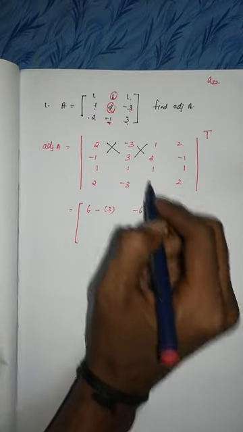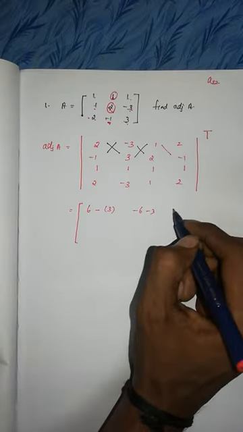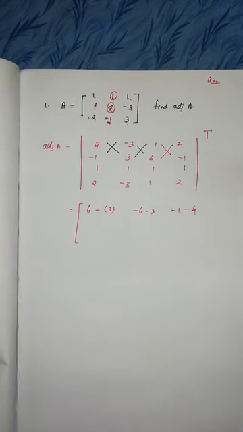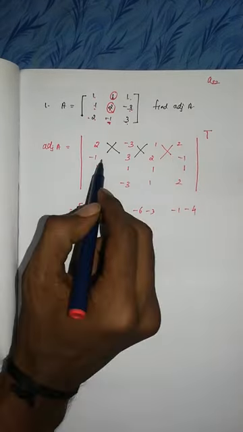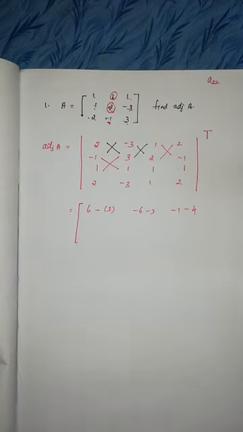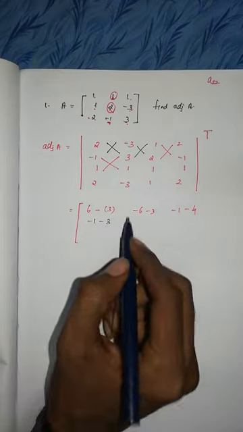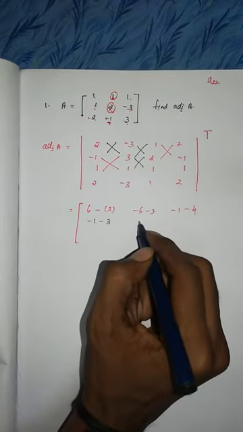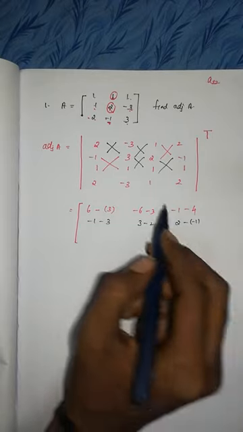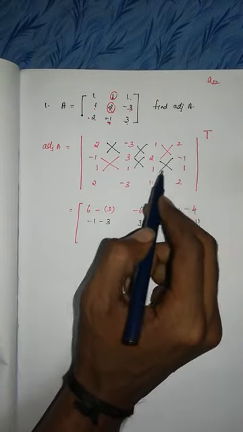In between, minus 3 into 1 is 3. And again here, minus 1, minus 4. And you have to perform here again. So which is minus 1, minus 3. So minus 1, minus 3. And again here, 3 minus 2. And 2 minus of minus 1. So 2 minus in between minus 1.